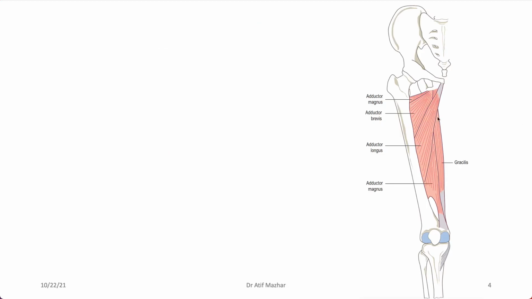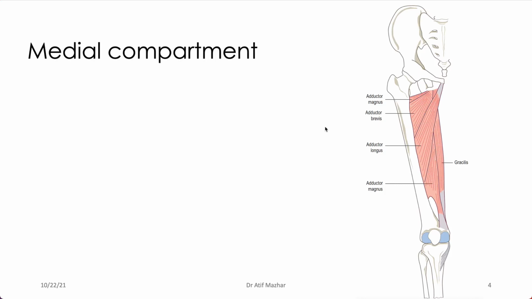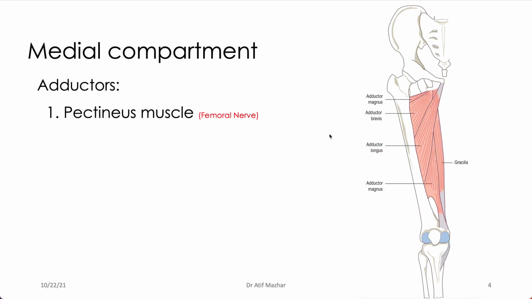Now you are looking at all those muscles contributing to my medial compartment of the thigh, and these are adductors. So let's summarize them. Number one, we'll be talking about the pectineus muscle, and this muscle is different. It's located within the medial compartment, but primarily its innervation comes from the femoral nerve. Sometimes it's innervated by the obturator or the accessory obturator, but primarily its nerve supply is from the femoral nerve.